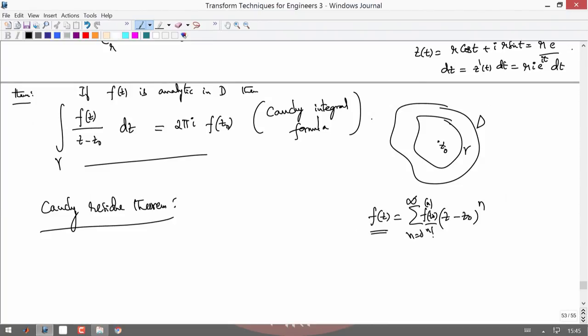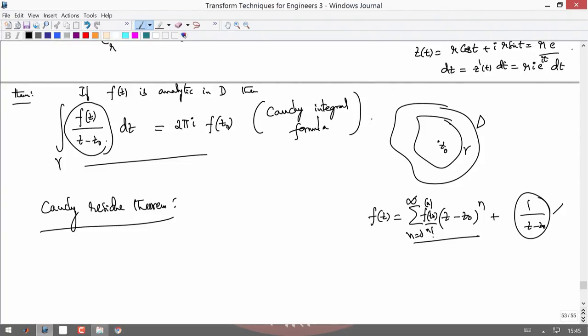Sometimes you can have a representation not only of this kind. So if f is analytic, residue means the coefficient of 1 by z minus z naught in your series. If you write a Taylor series, and for example this one, if f is analytic, I can have this Taylor series.